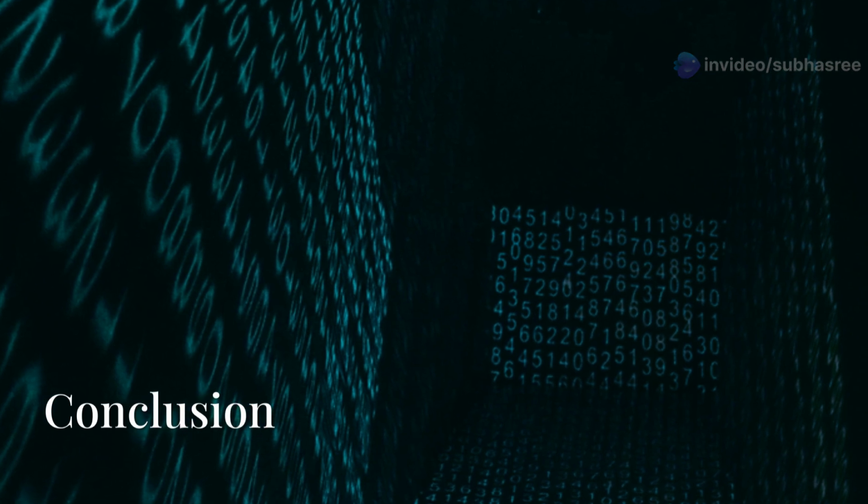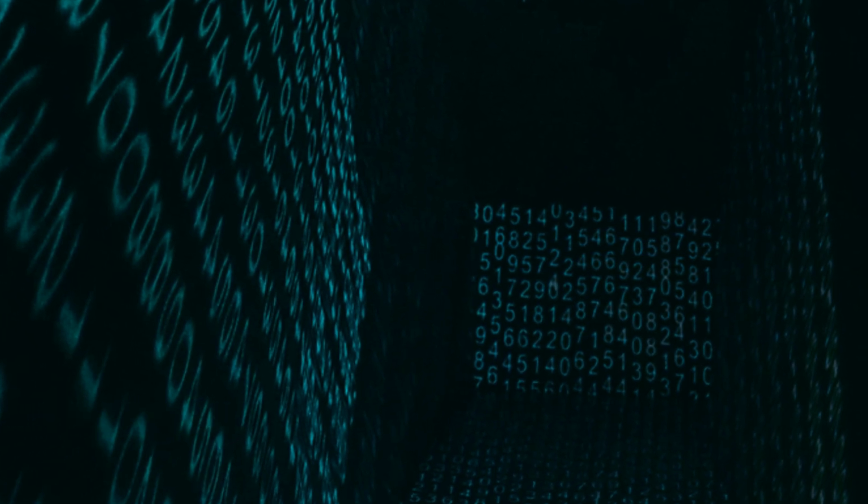In summary, error control in the data link layer ensures reliable communication by detecting and correcting transmission errors. With methods like ARQ and CRC, data integrity is maintained.